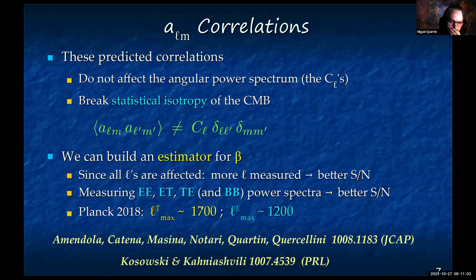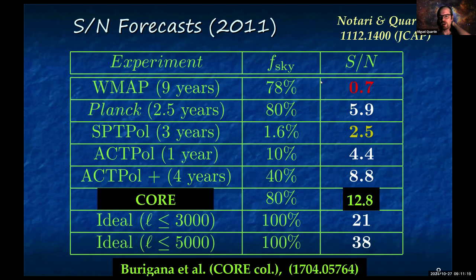And this was basically almost simultaneously proposed by myself and colleagues, and Kosowsky and Kahniashvili. This is over 10 years ago. So we did in 2011 a detailed forecast for different experiments of the signal to noise of these couplings. For WMAP the signal to noise was less than one. For Planck, we estimated it to be above five. So we were very excited that it could be seen by Planck. And it could in principle also be seen from the ground if you have a larger fraction of sky. So if you have ACT and SPT covering more f_sky, you could get a signal to noise in principle even higher than Planck, okay?